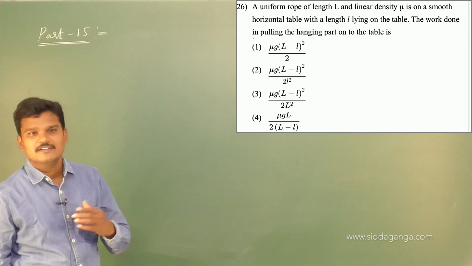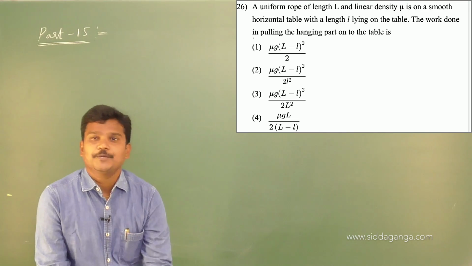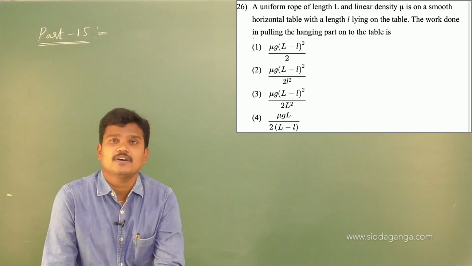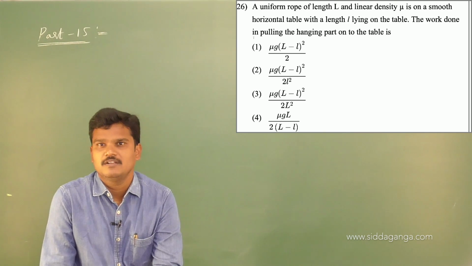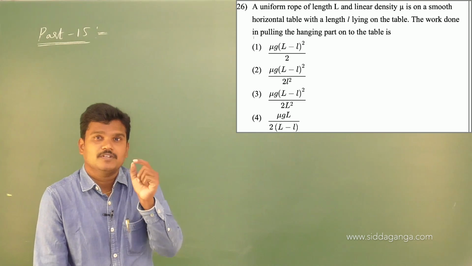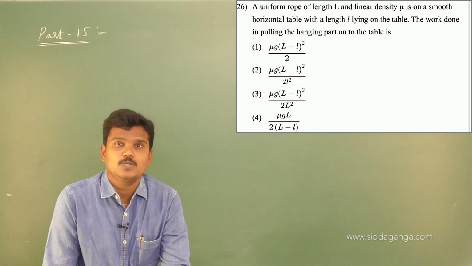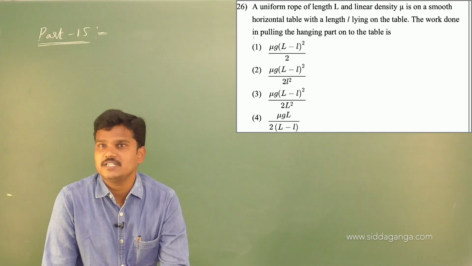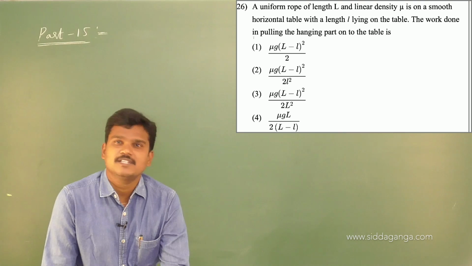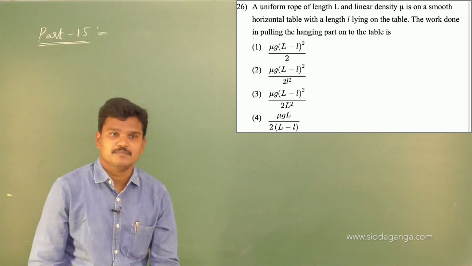So I hope you remember, a uniform chain of length L, mass M. In our concept, what I covered is a uniform chain of length L, mass M, that is placed on a table such that some part of the chain is hanging from the edge of the table. Now we already calculated the work done in bringing the hanging part of the chain onto the table. We got it as MgL by 2n square. I think you remember MgL by 2n square. But in our question, they have given mu, linear density. What is linear density? Linear mass, mass by length. So mu is mass by length.